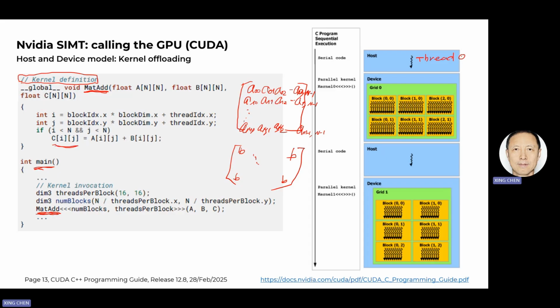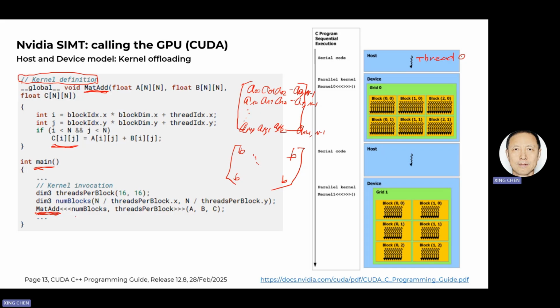This is what the kernel function is going to do. As a programmer, you have to write this function in your code. You define this function, and then when you have this workload to work on, you are going to call this kernel function. So you call this matrix add kernel function.